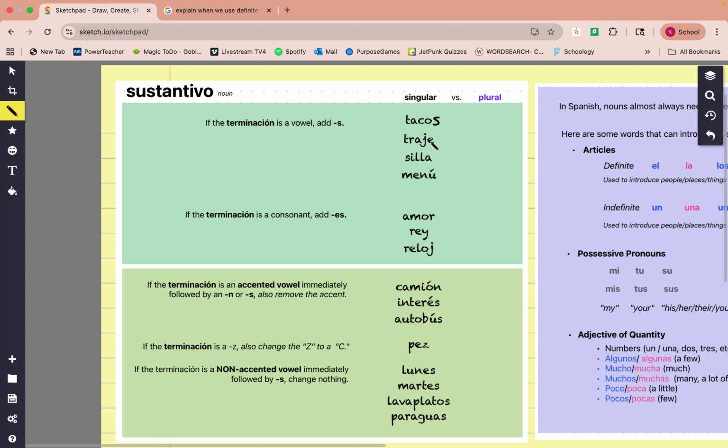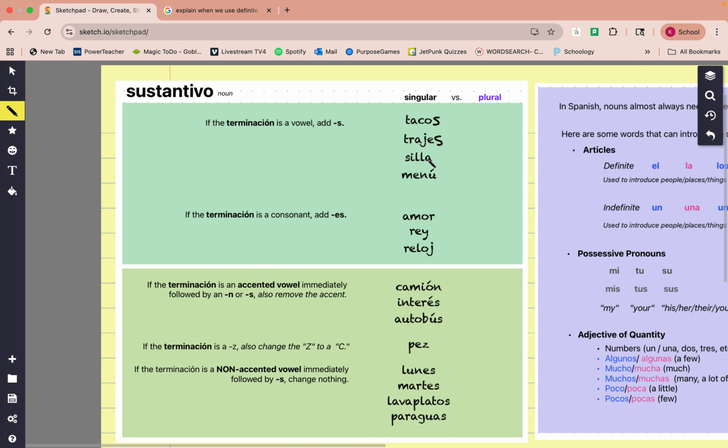Here I have the word traje, which means suit. But I don't want to just have one suit. I want to have multiple so I can be fancy on different occasions and mix it up a bit. So I know that this ends in a vowel. It ends in A, E, I, O, or U. So since the terminación is a vowel, again, I can just add S. And now I have trajes, multiple suits.